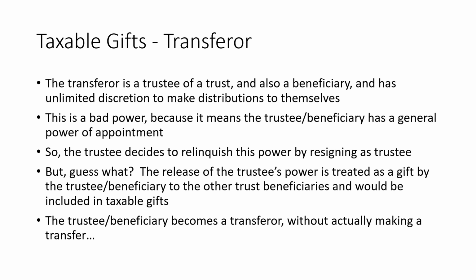So, for example, you might have a situation where you have a transferor who isn't necessarily the person who creates the trust, but they might be the trustee of a trust and also a beneficiary. And in that role as trustee/beneficiary, they have the unlimited discretion to make distributions of income and principal to themselves. That's a bad power, because what that means is that even though the trustee isn't the technical owner of the property for tax purposes, in this case, since they can personally benefit, they have a general power of appointment over the trust.